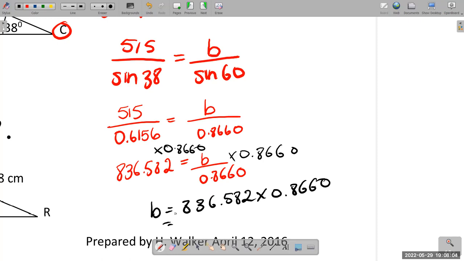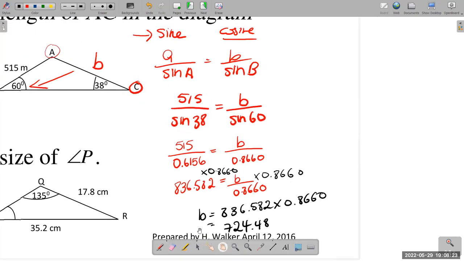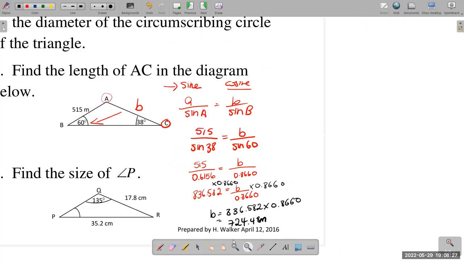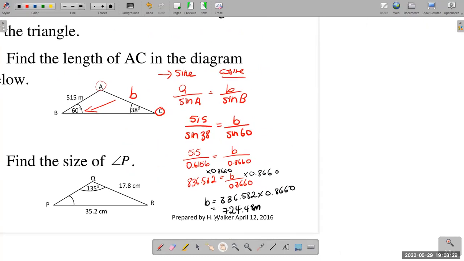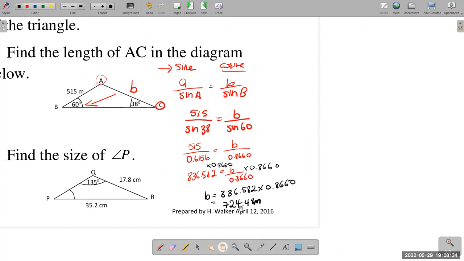You're gonna get a smaller number than 836. Maybe like a 500 or 600 and something. 700 and something. All right, 724.48. Excellent. And what are my units? Meters. So we're good to go. Everybody see how we found it using the sine rule? Everybody okay with using the sine rule?